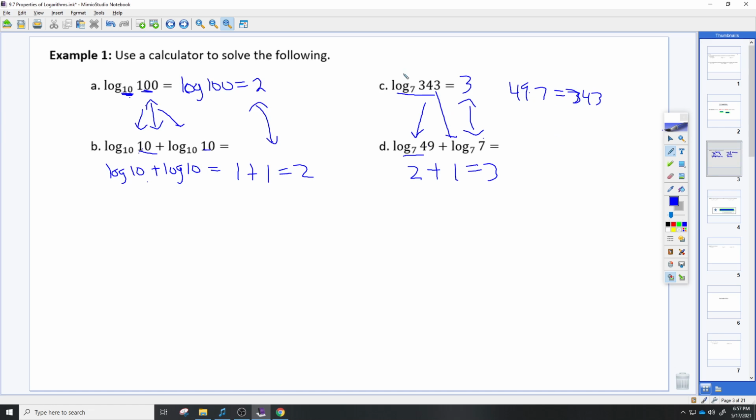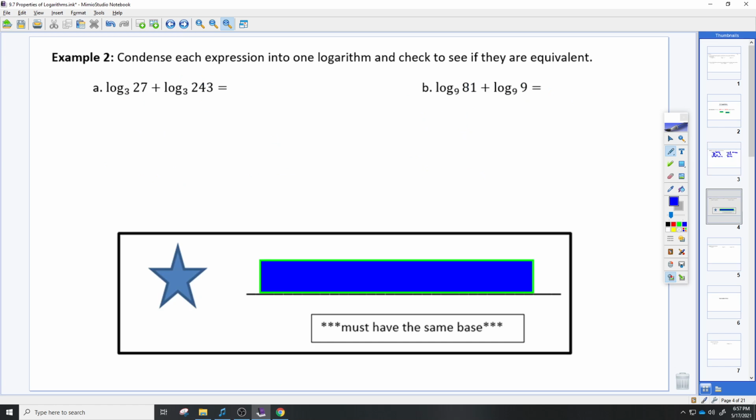So there's this property: when you have addition between two logarithms with the same base, we can multiply the numbers that are next to them, and that creates one logarithm by multiplying them together. So for instance, let's try an example. Now I'm going to do something called condensing. It says condense each expression into one logarithm and check to see if they're equivalent.